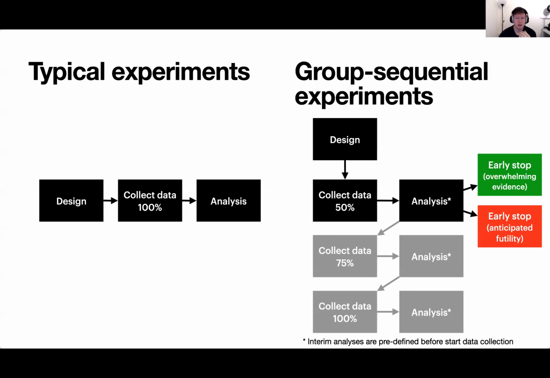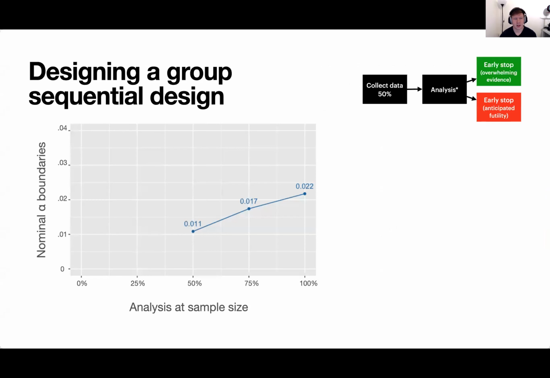Cases when the evidence of the effect is too overwhelming, or when the anticipated effect is too small to be detected even when the full data is collected. Such interim analysis and early stops are possible while controlling the type 1 error rate, alpha.